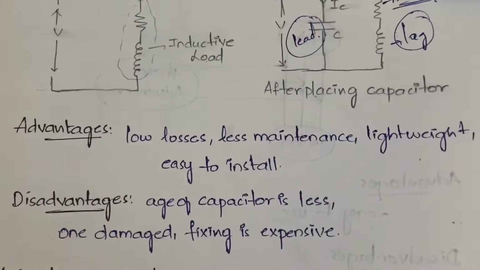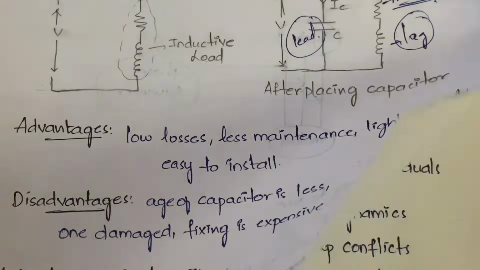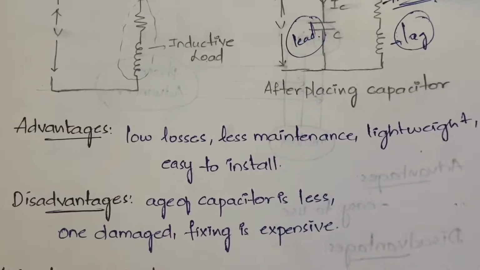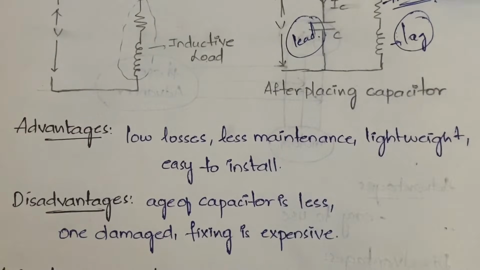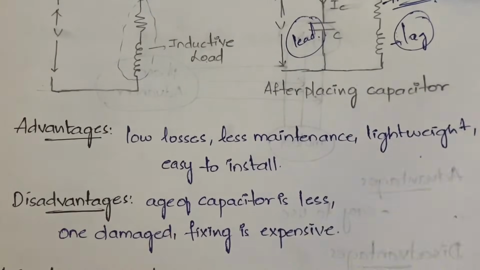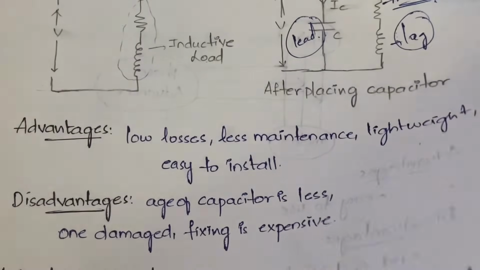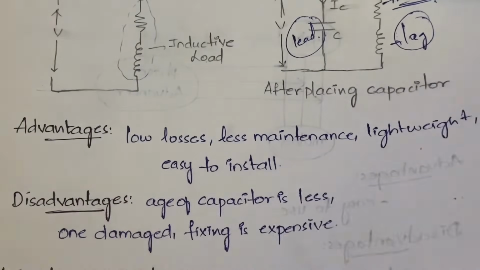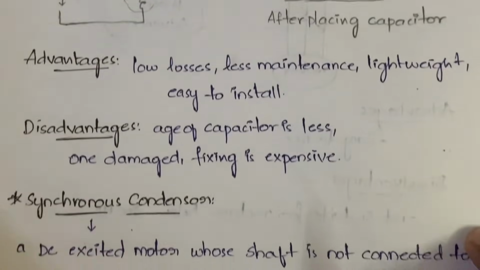So in all the three, in static capacitor, in synchronous condenser and in phase advancer, the logic is the same. You have to eliminate the reactive power. In order to eliminate the reactive power, you need to add some leading current. How that leading current is added depends. In static capacitor, we have placed a capacitor. In synchronous condenser, let us see what happens.